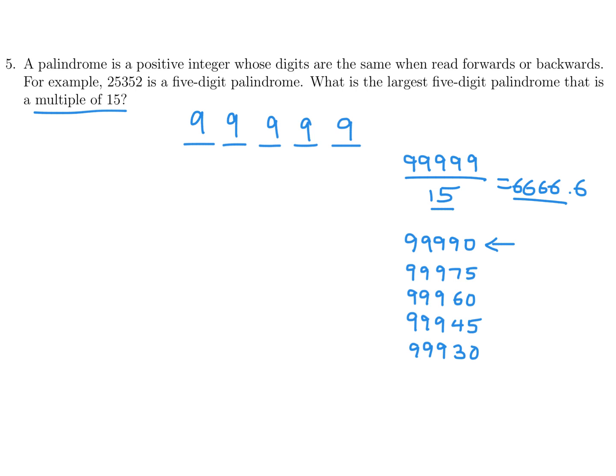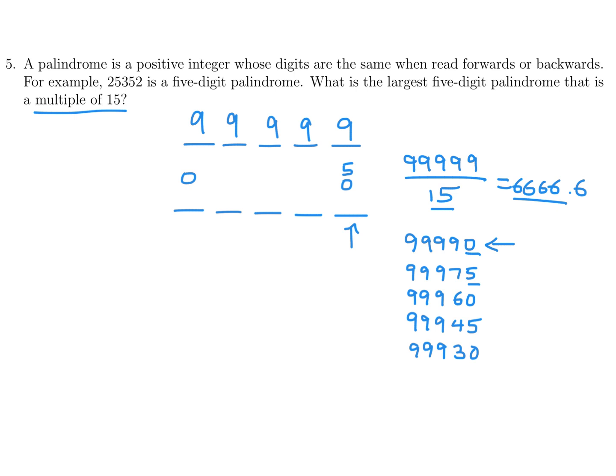So one thing you'll quickly notice with these is that the units digit is always either a 0 or a 5. So that means that any multiple of 15, this guy will be either a 5 or a 0. Now, if it's a 0, then this has to be a 0 in order for it to be a palindrome, right?